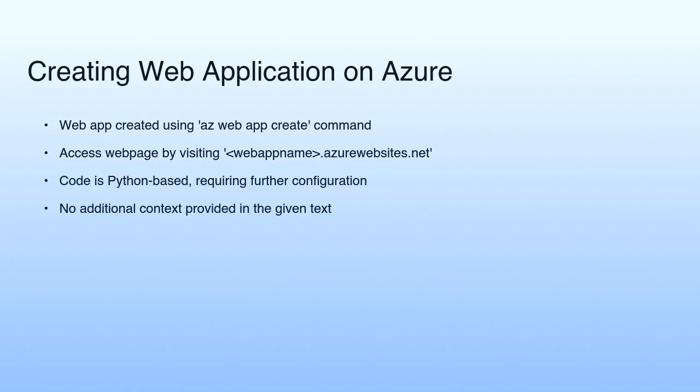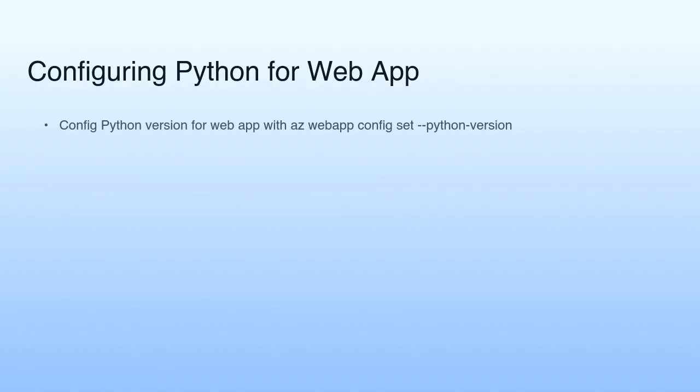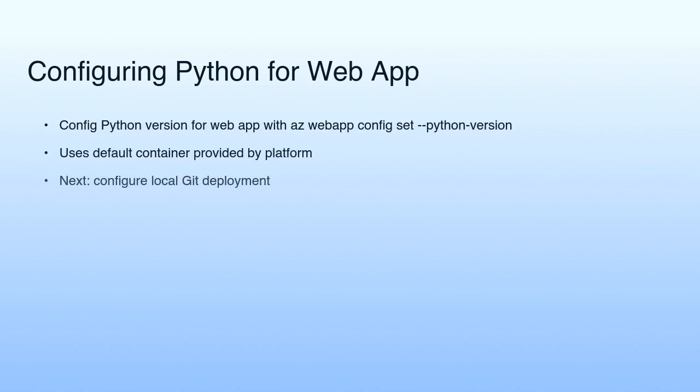URL. The web app is created on Azure using the az webapp create command, accessible at webappname.azurewebsites.net. And since the code is Python-based, further configuration is required.